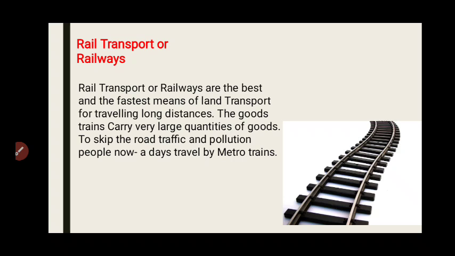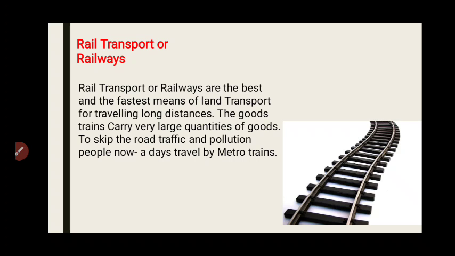To skip the road traffic and pollution, people nowadays travel by metro trains. Now children, you know metro trains in Nagpur also. Because of metro trains, the pollution will decrease. The metros are the modern rails that run in cities in India, particularly the crowded cities. They have made traveling in crowded cities comfortable, fast and affordable. Currently, it is running in 10 cities in India, including Delhi. It is running now in 10 cities, including our Nagpur.